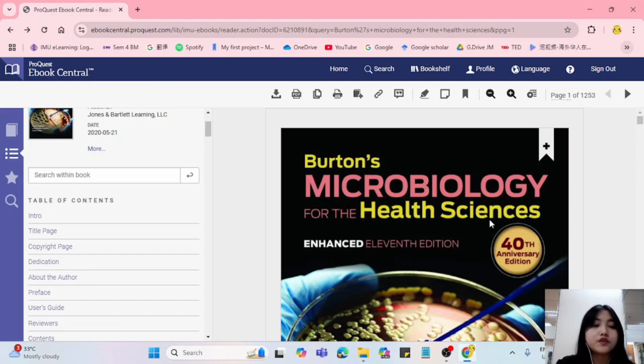Today I will be reviewing the book Burton's Microbiology for the Health Sciences, Enhanced 11th Edition. So let's look at what the contents of this book are.